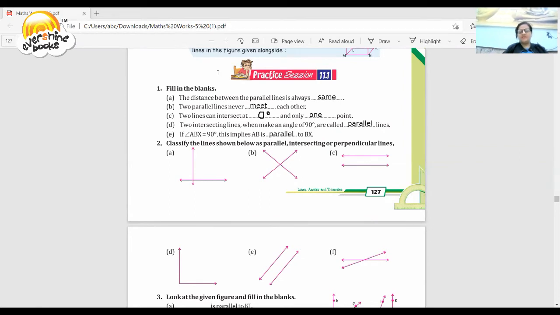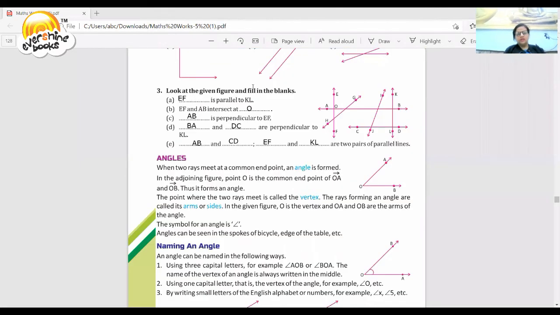Likewise, we will do classification also. Looking at the given figure, we fill in the blanks. EF is parallel to KL. EF and AB intersect at O. AB is perpendicular to EF. BA and CD are the lines that are perpendicular to KL. AB and CD, EF and KL are two pairs of parallel lines.